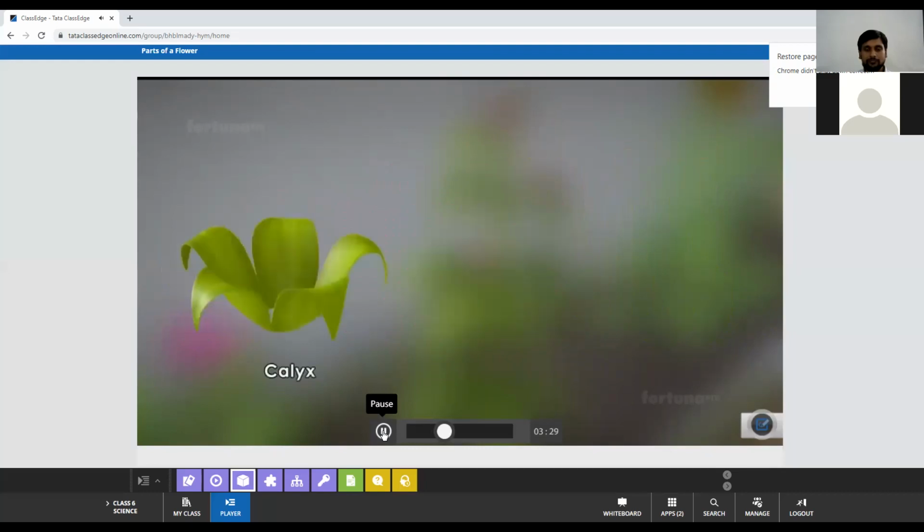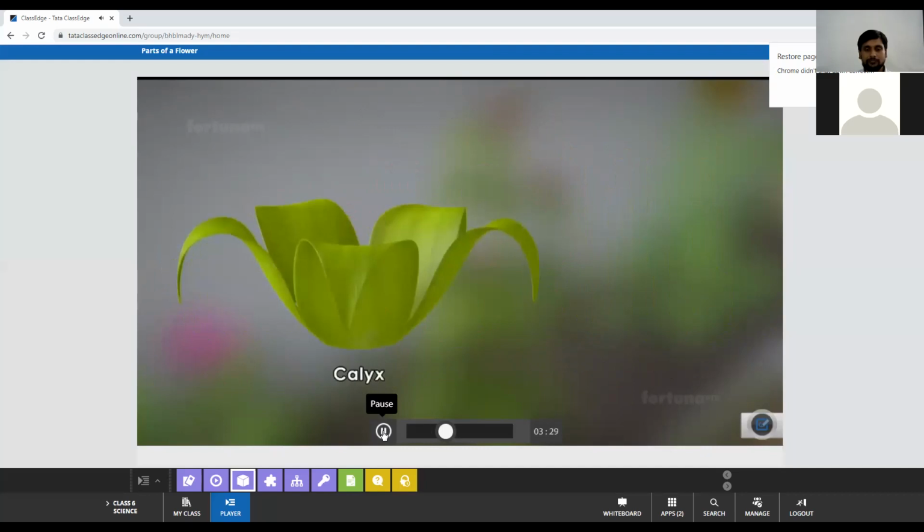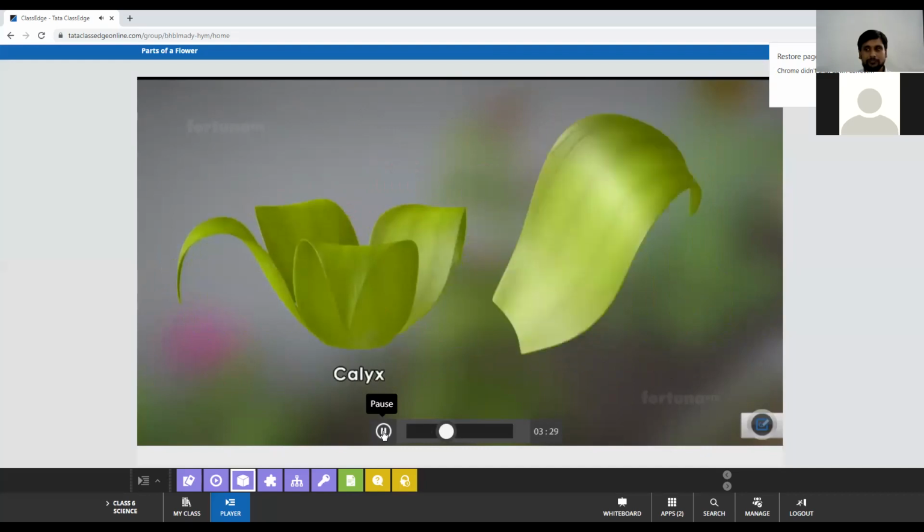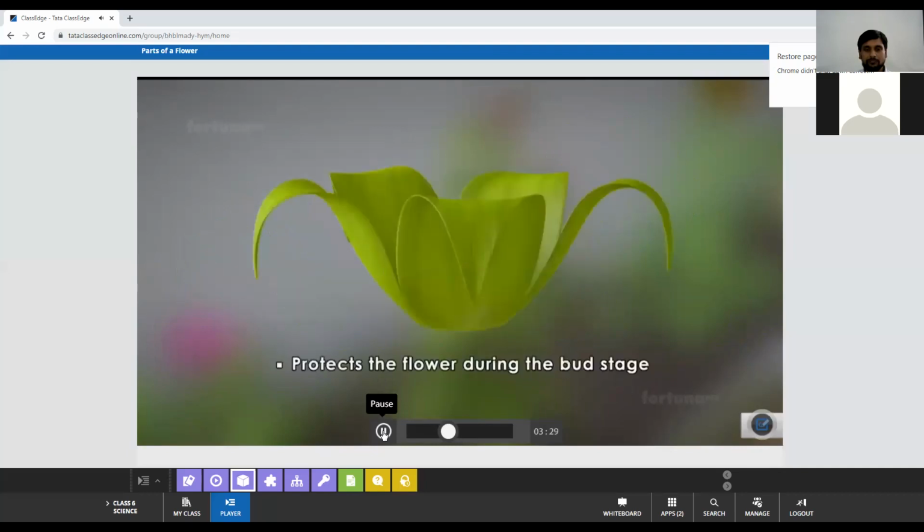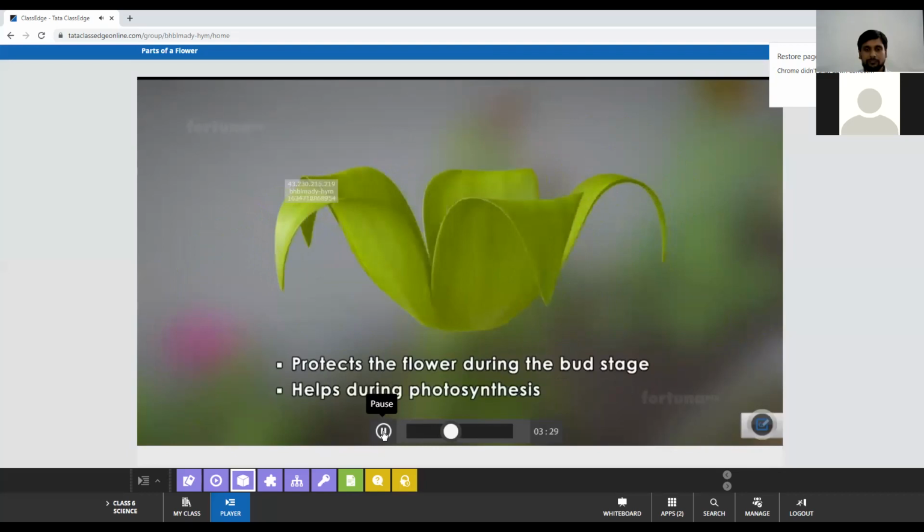The calyx is the outermost whorl and it's made up of leaf-like structures called sepals. This layer protects the flower during the bud stage and also helps during photosynthesis.